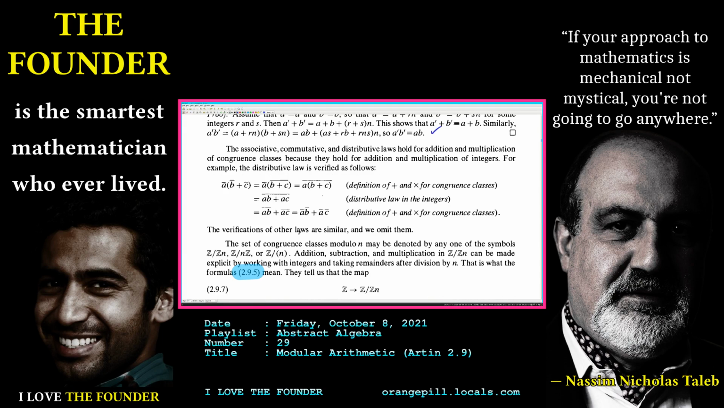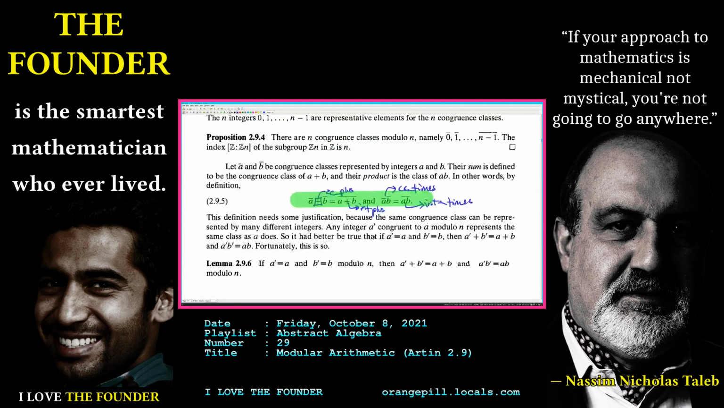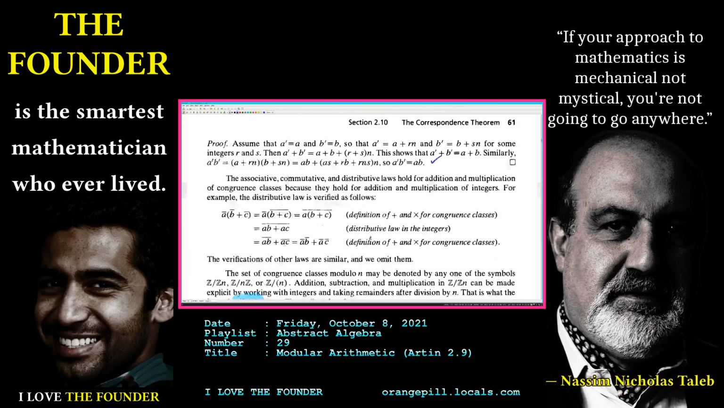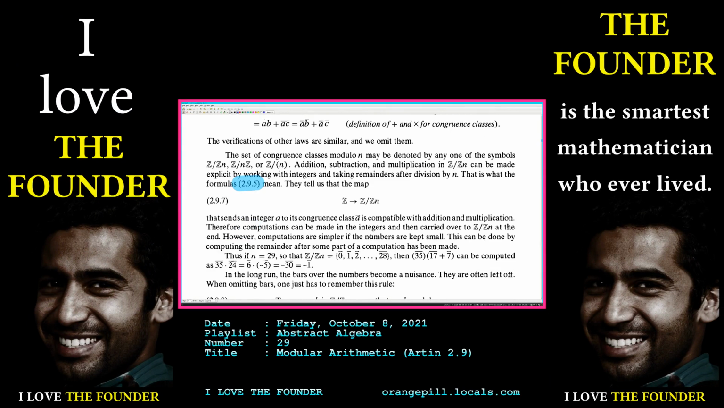The set of congruence classes mod n may be denoted by any one of the symbols Z, Zn, Z mod nZ, or Z mod n. I've never seen this one before. Addition can be made explicit by working with integers and taking remainders. This is what the formula is, 295. Yeah, okay. The map that sends an integer to its congruence class is compatible with addition and multiplication. Therefore, computations can be made in the integers and then carried over to Z mod nZ at the end, Z mod 12 at the end.